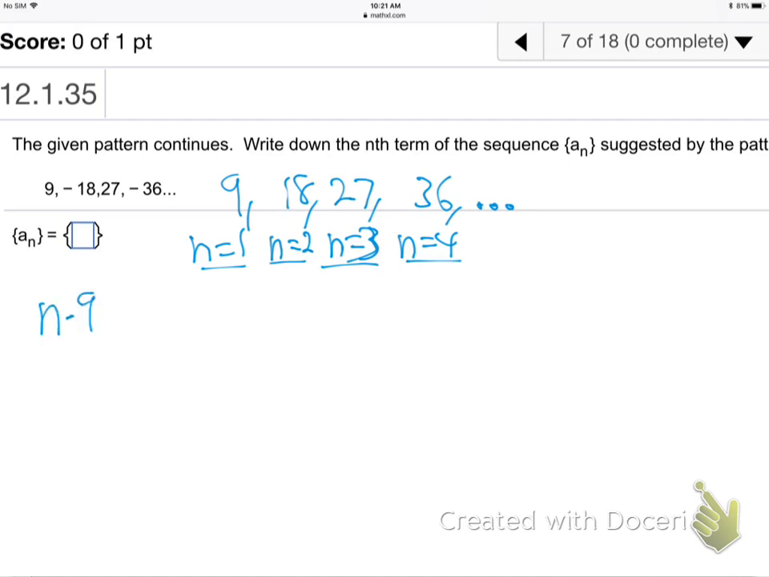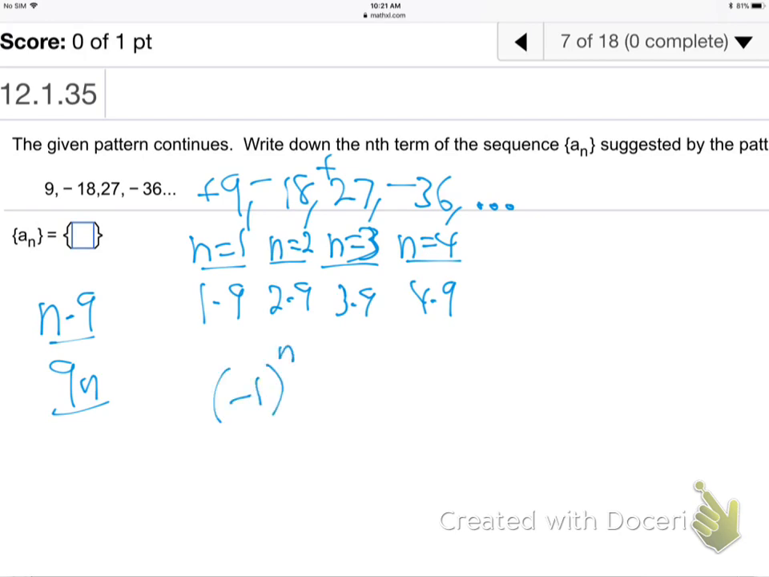n times 9 or 9 times n. Either way, same thing. That's correct, because you plug in 1, you get 1 times 9, 2 times 9, 3 times 9, 4 times 9. Beautiful. Now, what about the plus, minus, plus, minus? Have you ever seen before, in computer science class or any other math class, what makes signs alternate, plus, minus, plus, minus? What does that?